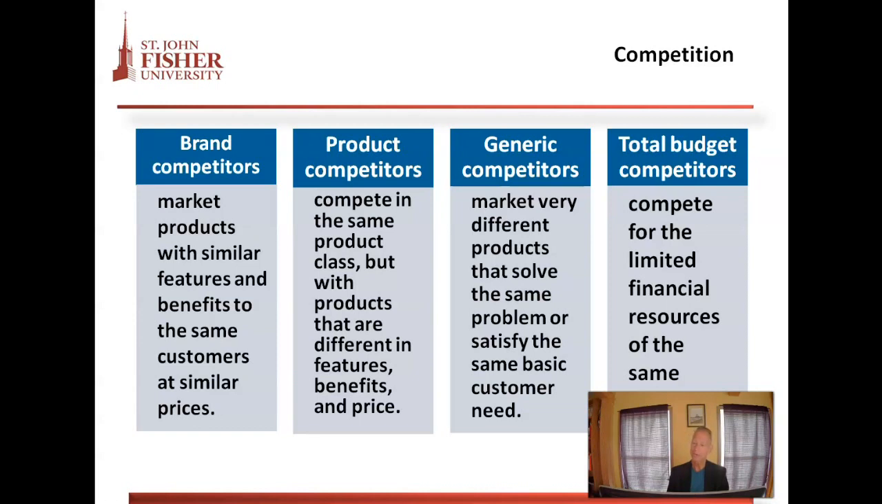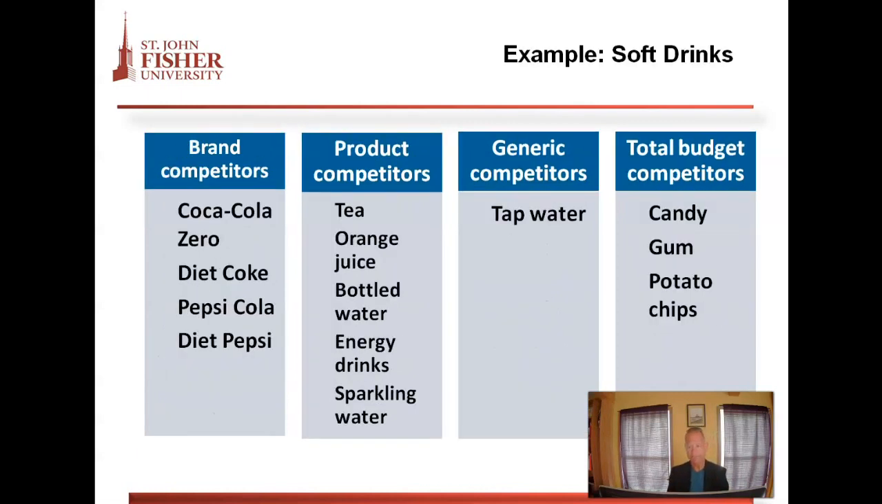And then do we have total budget competitors? What we mean by that is we're competing for limited financial resources, and people like to bundle products because they like to pay one bill, one invoice, or something like that. That would be an example of a total budget competitor. Here's an example for soft drinks. You guys can peruse this at your leisure.